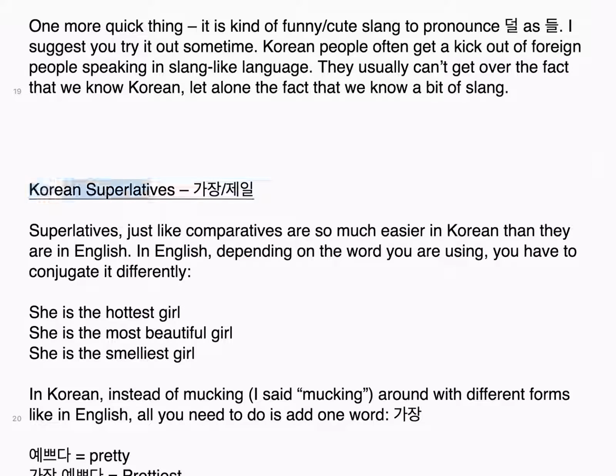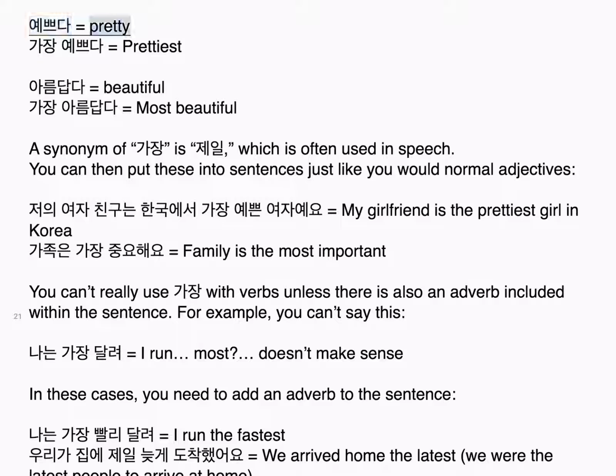Korean superlatives. 가장, 제일. Superlatives, just like comparatives, are so much easier in Korean than they are in English. In English, depending on the word you are using, you have to conjugate it differently. She is the hottest girl, she is the most beautiful girl, she is the smelliest girl. In Korean, instead of mucking around with different forms like in English, all you need to do is add one word. 가장 예쁘다, prettiest. 가장 아름답다, most beautiful.